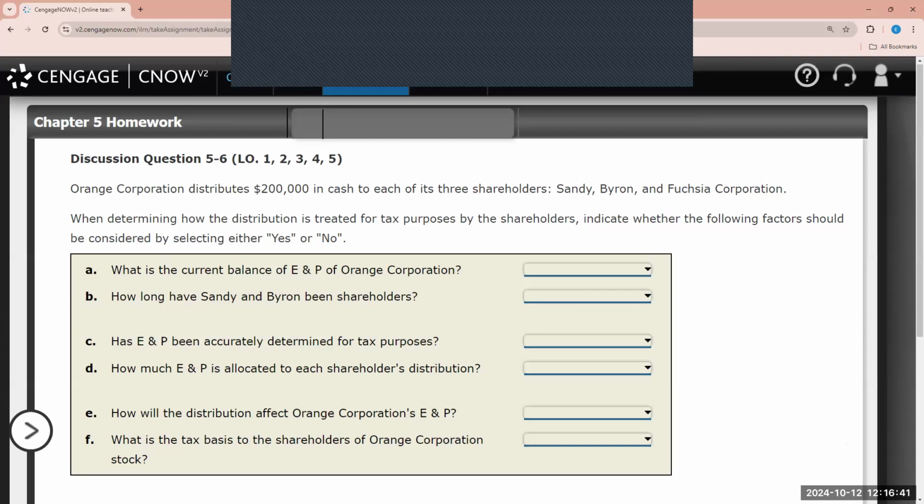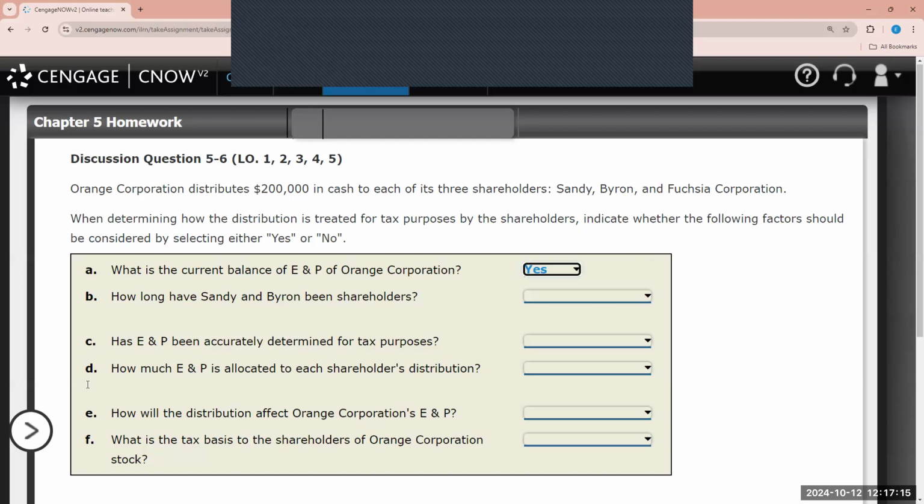Next, we have this question that asks, when determining how the distribution is treated for tax purposes by the shareholders, indicate whether the following factors should be considered by selecting either yes or no. Orange Corporation distributes $200,000 in cash to each of its three shareholders, Sandy, Byron, and Fuchsia Corporation. So for A, it states, what is the current balance of E&P of Orange Corporation? So the answer is definitely yes.